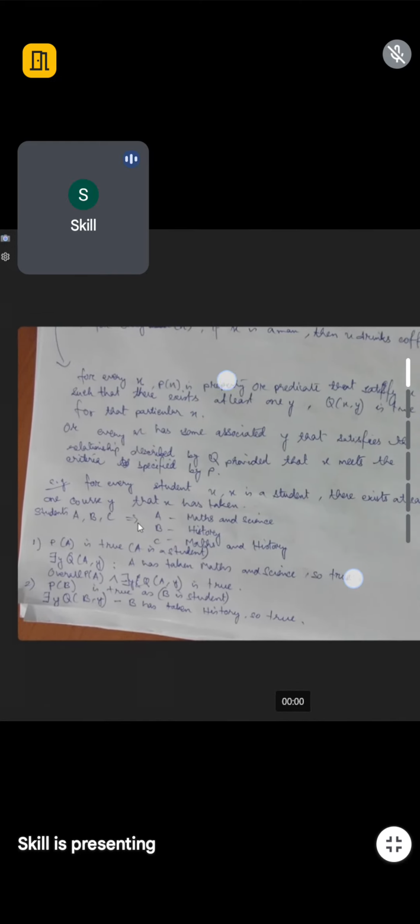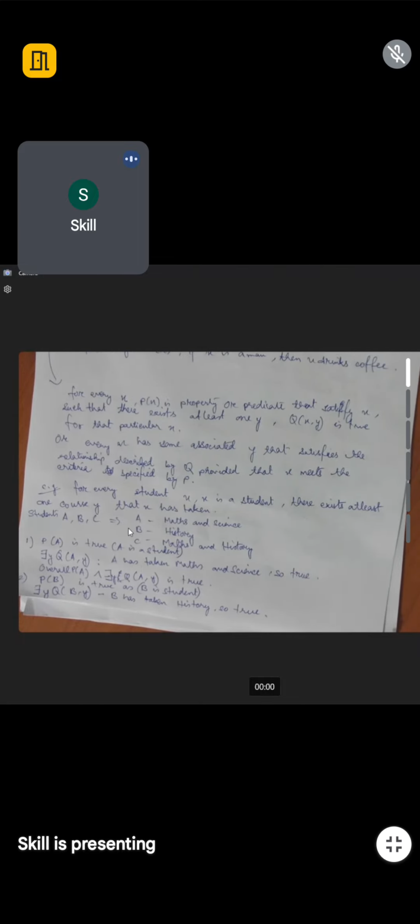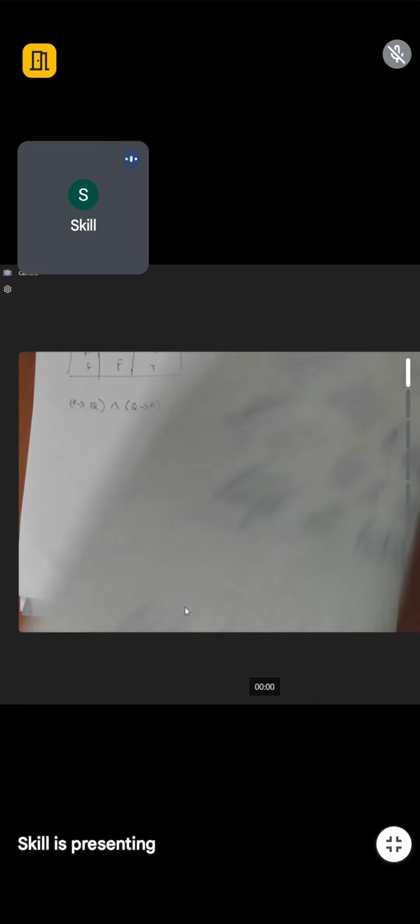It's better if you note it down. I will also share it, but you can note down the points or the topics which I have explained. So I was explaining this for the three students and the subjects they have taken. This first order logic statement can be explained like this, for A and B, and then we will see how it can be explained for C.